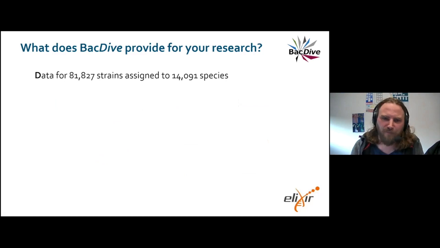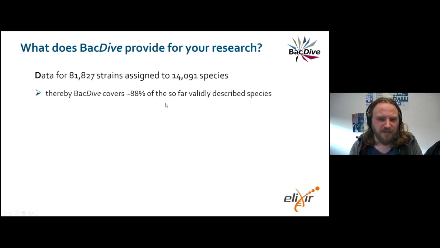Okay, what does BacDive provide for you? Of course, data. So far, we have data for more than 80,000 strains assigned to 14,000 species. And this is already very important. We collect data on strain level, not on species level, because it's much more accurate. And if you see that there are about 16 to 17,000 validly described species at the moment, validly described is important, we already cover about 85 to 90% of the so far described species. So that's also quite important, that we already cover a lot, and we really want to close that gap in the next years.